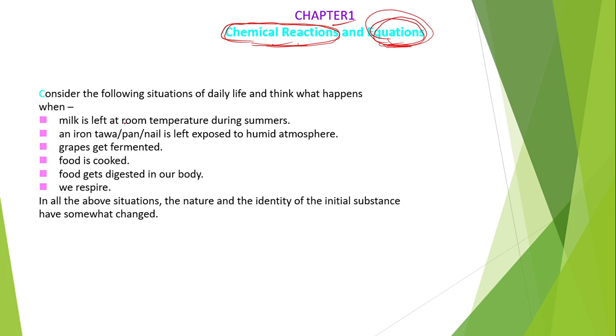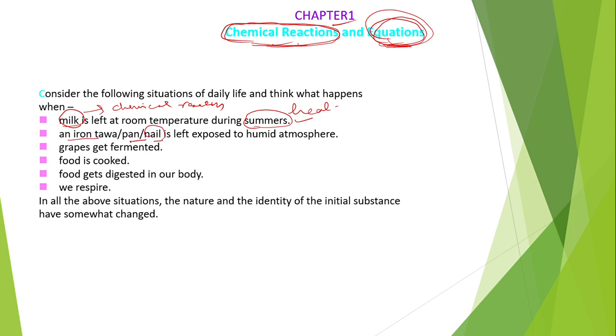Now these are all the following situations. Just you see it. Milk is left at room temperature during summer. He is mentioning summer. Summer means heat is more. So if we expose milk to the temperature, it will spoil. That means there may be a chemical reaction. A chemical reaction occurs.